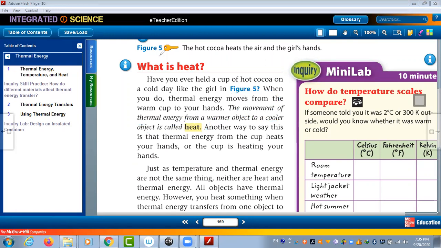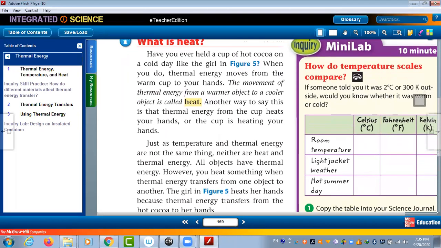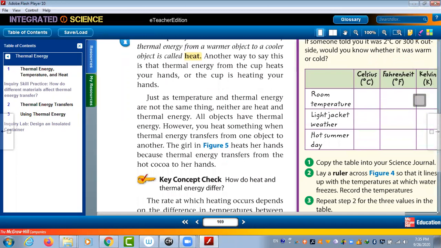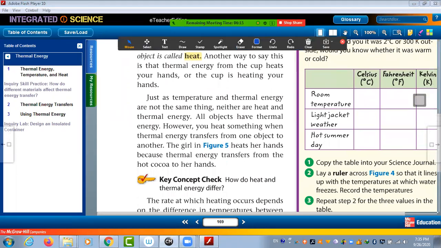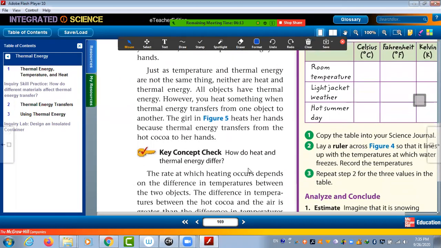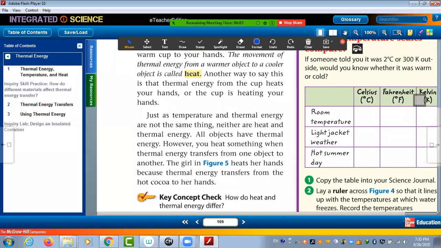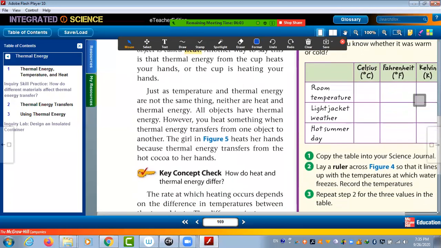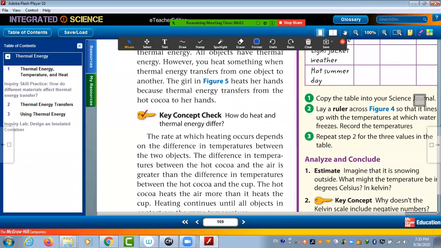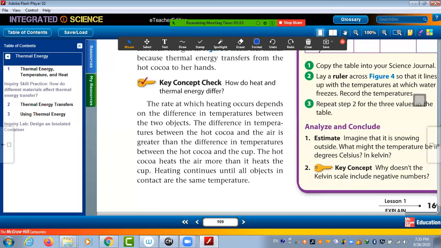And also pay attention, thermal energy will move from the hotter object to the cooler object. Is it the direction? Okay, this is the direction. The same question here: how do heat and thermal energy differ? Heat is the movement of thermal energy from a hotter object to a cooler object, but thermal energy is the sum of kinetic and potential energy, as we said before.